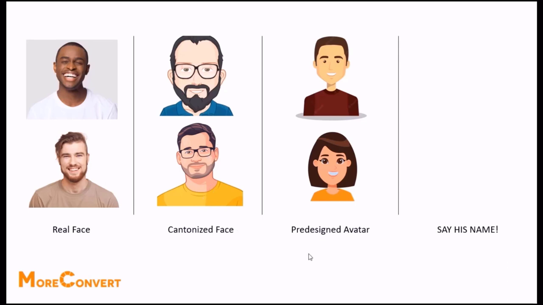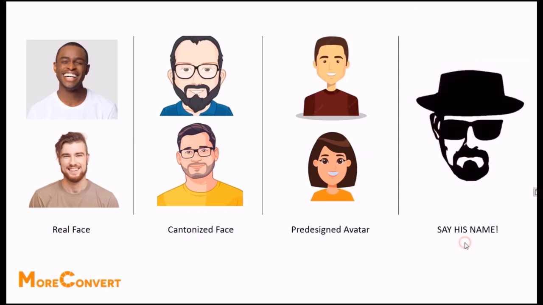And the next one is using pre-designed avatars. These avatars are available on the internet. You can use websites like Freepik, Shutterstock, or other websites that provide graphical contents. It may not be exactly similar to the sender's face, but it's a usable option. Or in my opinion, you can use Heisenberg for your avatar image. If you say his name, I will get back to the settings.